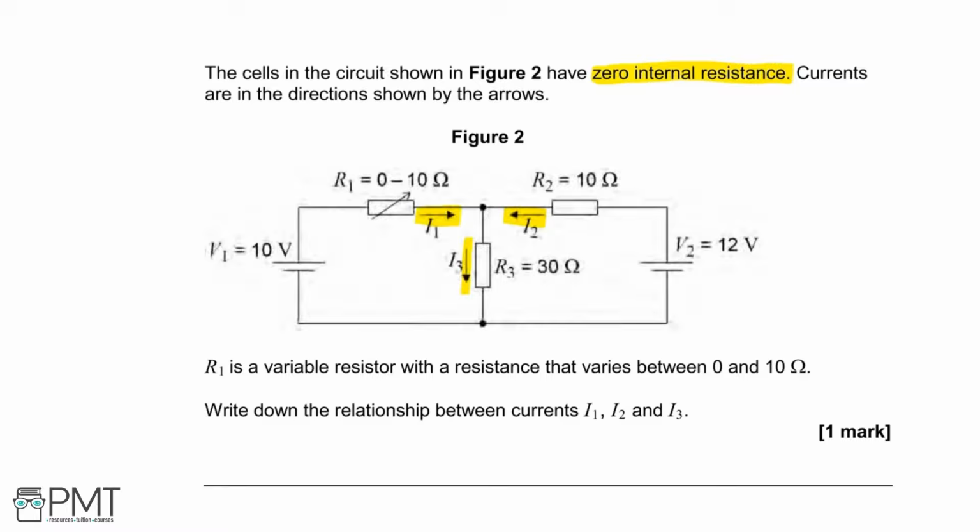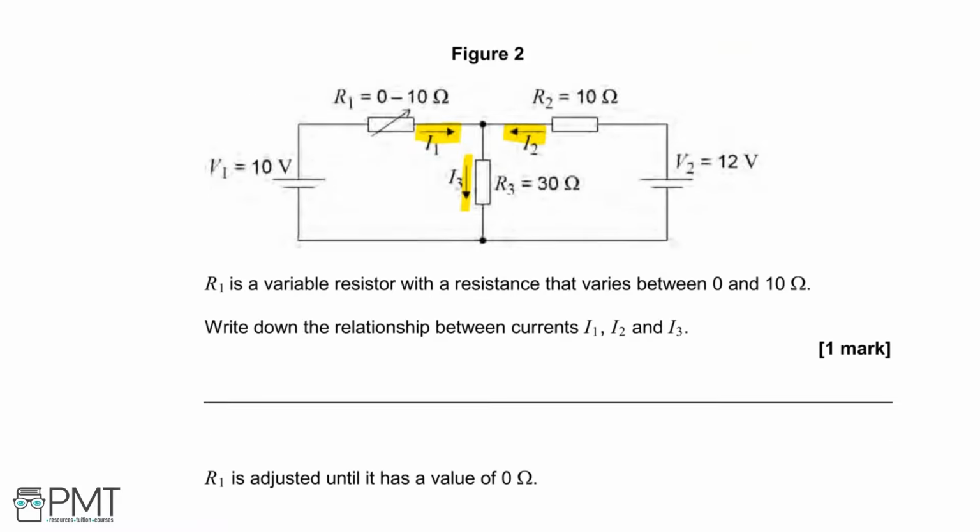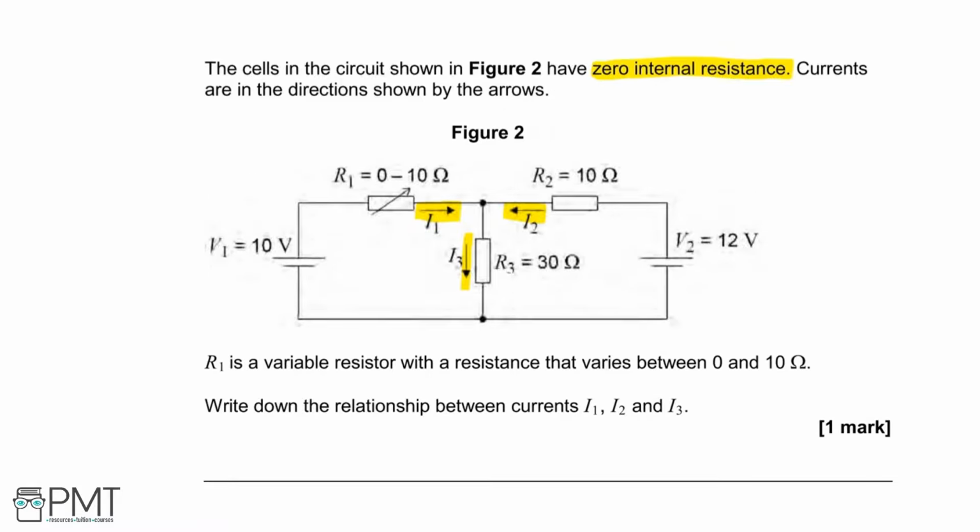Now the first thing we need to do is write down the relationship between the currents I1, I2 and I3. So you can see I1, I2 and I3, I've highlighted the arrows, the directions of the currents there. For this question we need to use Kirchhoff's first law, which tells us that current is conserved across any junction.